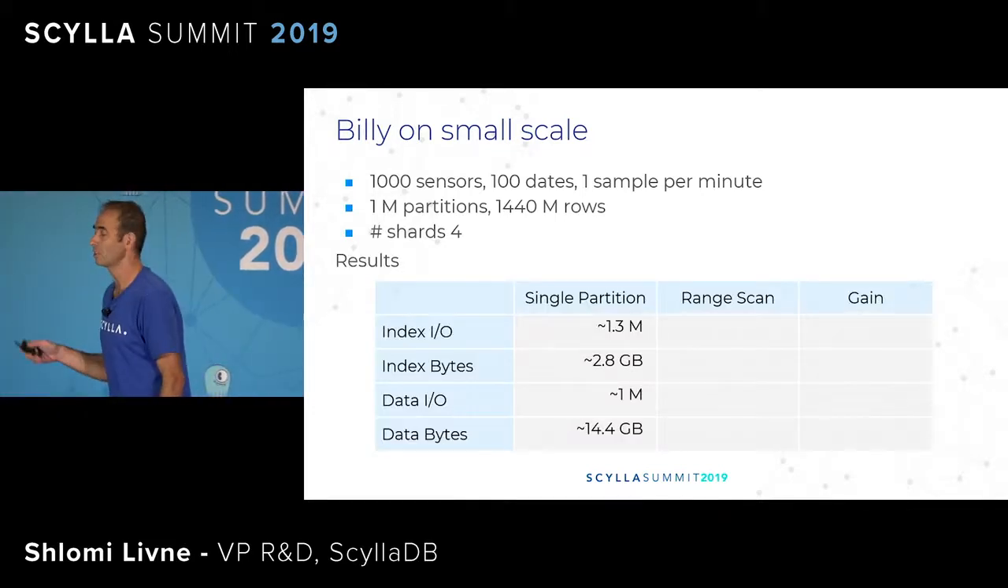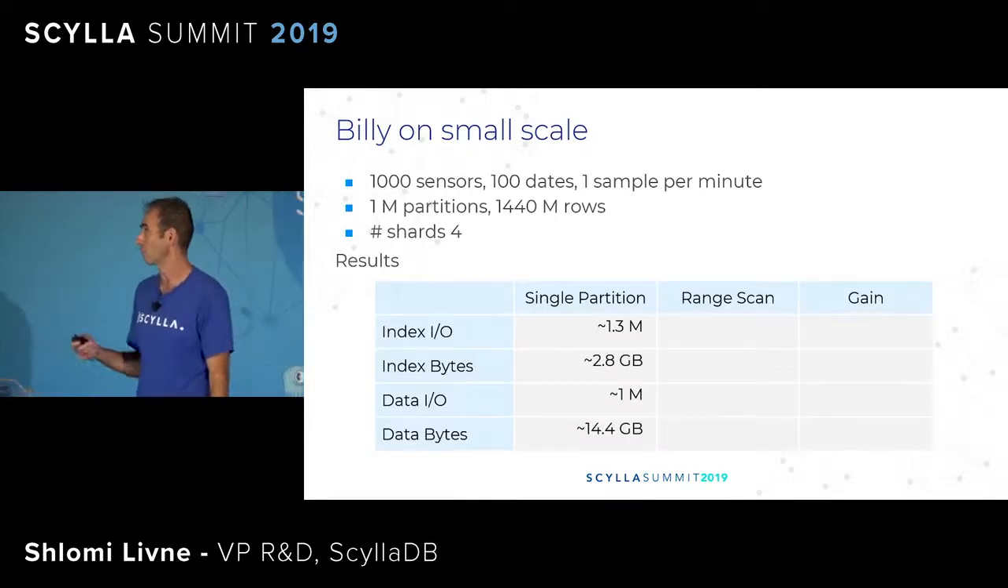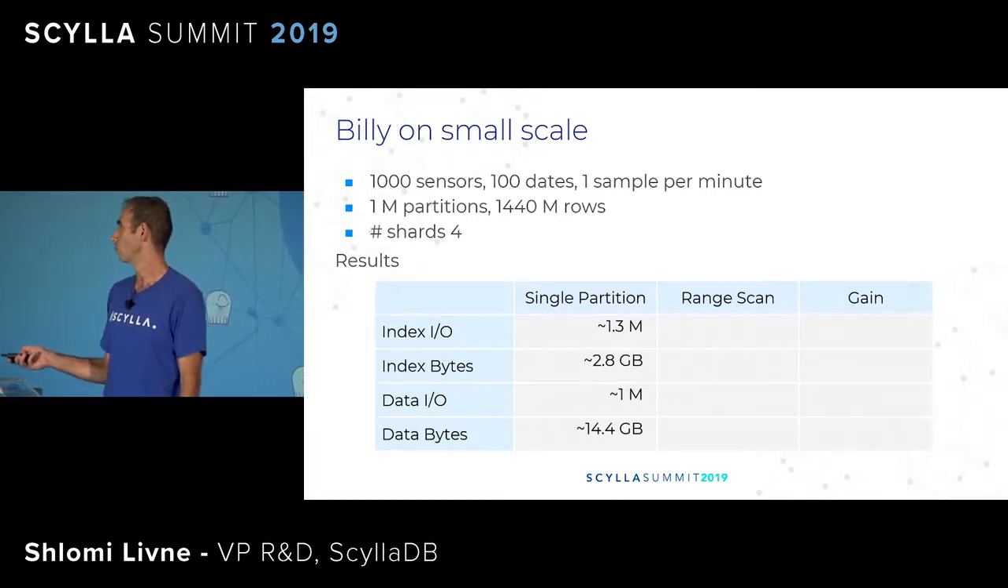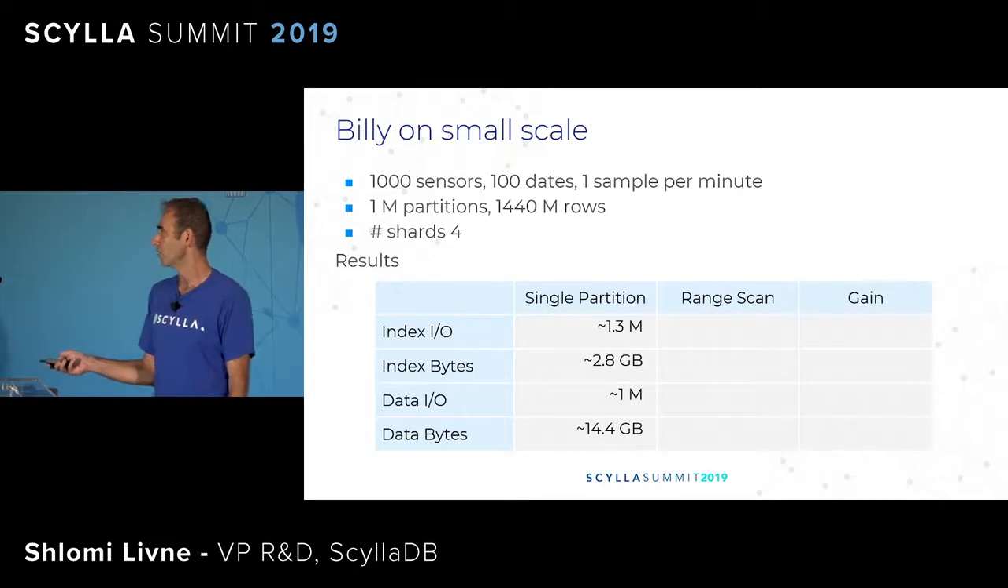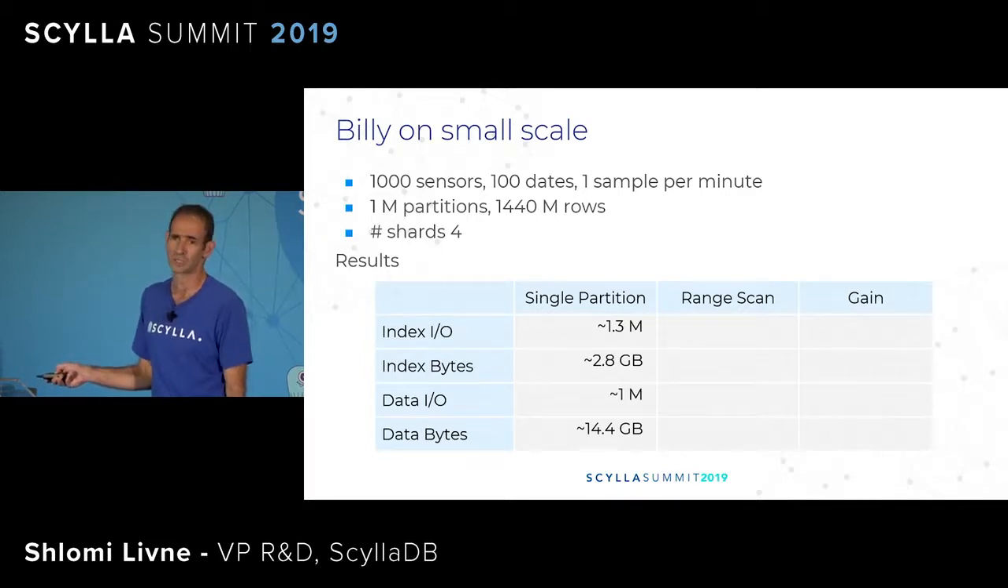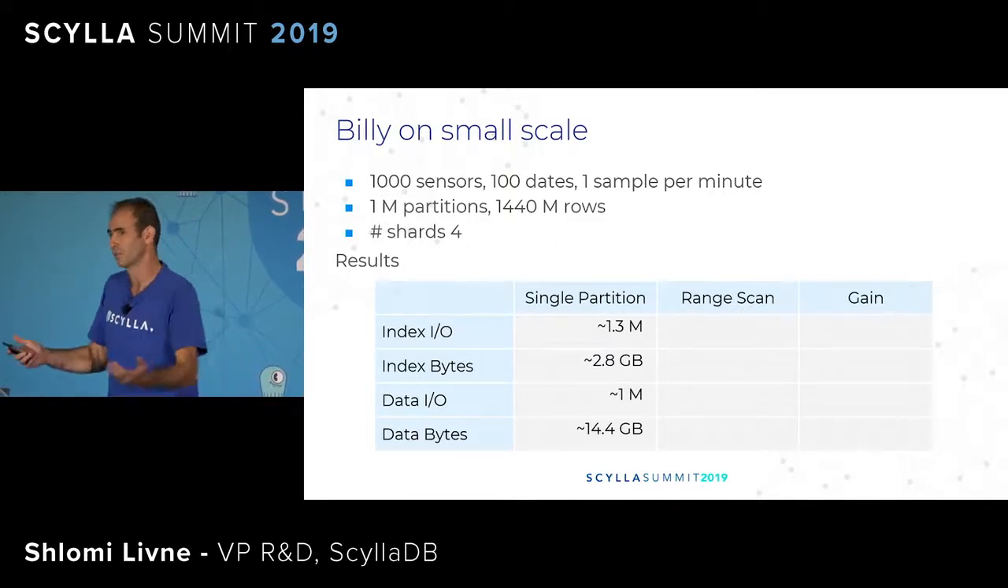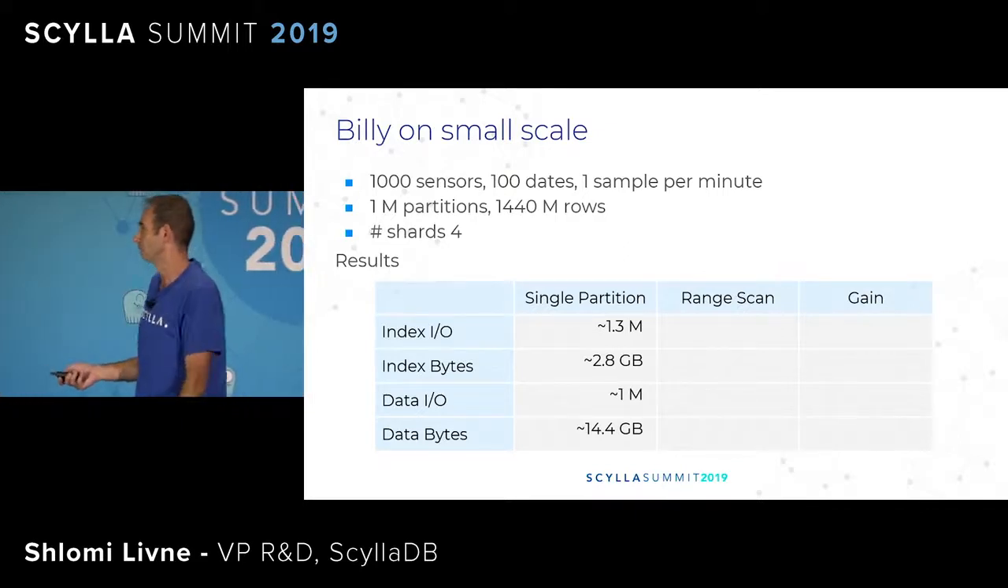So running the simulation for Billy on the data set that I created, I got the following. The index I/O was 1.3 million. The index bytes read were 2.8. And the data I/O was 1 million. And the data bytes was 14.4 gigabytes. OK? Anybody can say if it's good or bad? Well, I can't. I need to compare it to something.